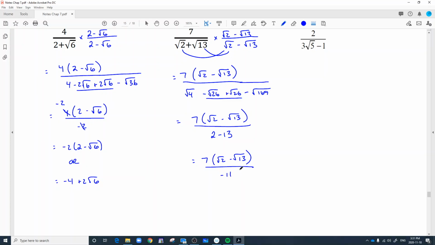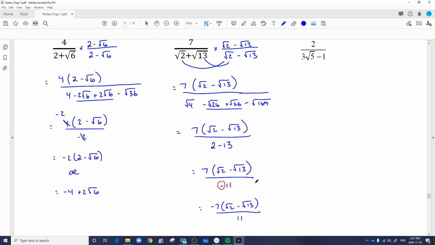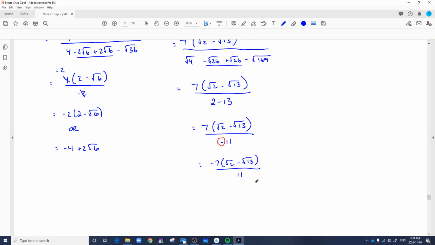Now, this is an okay answer. I can't simplify the 7 and the 11 at all. I say okay because I'm not a huge fan of this negative sign here. So what I would recommend doing is actually moving the negative sign up. So I would write negative 7 times root 2 minus root 13 all over 11, or you could write it as a negative out front.